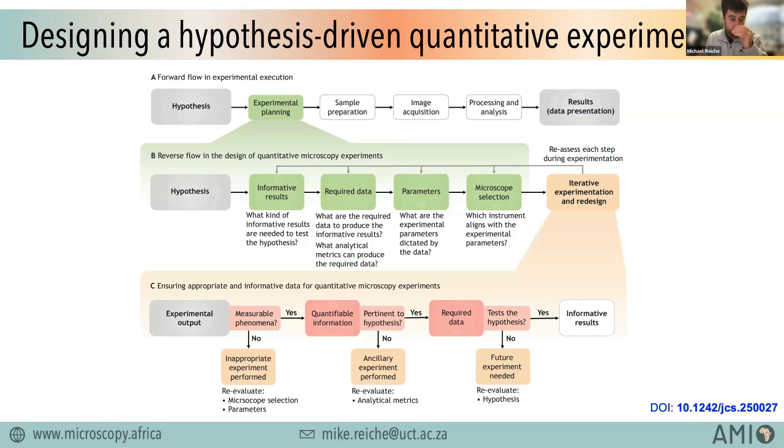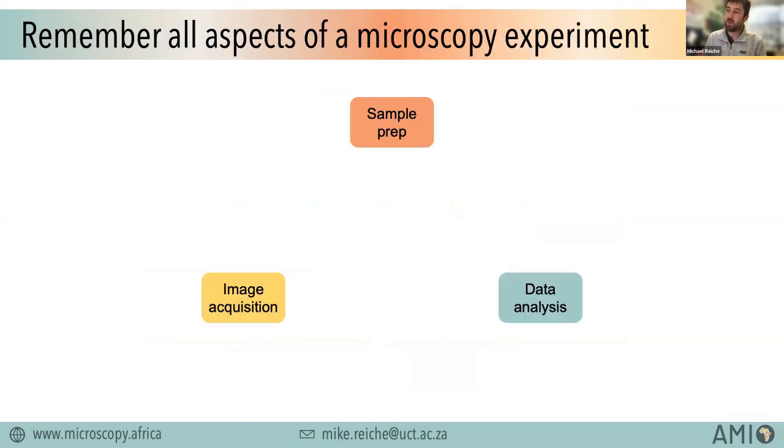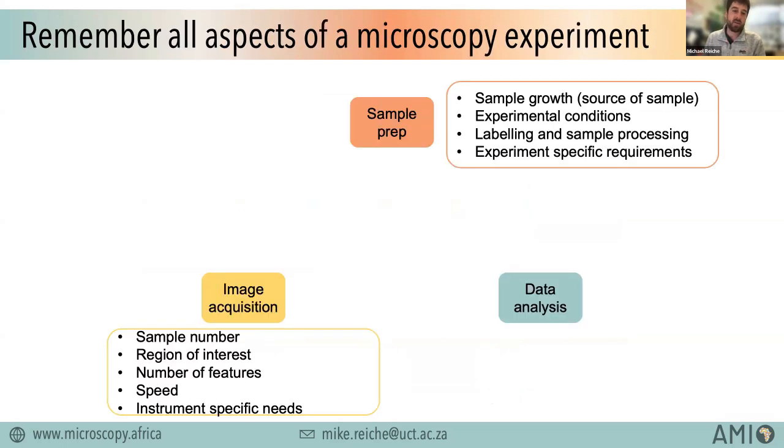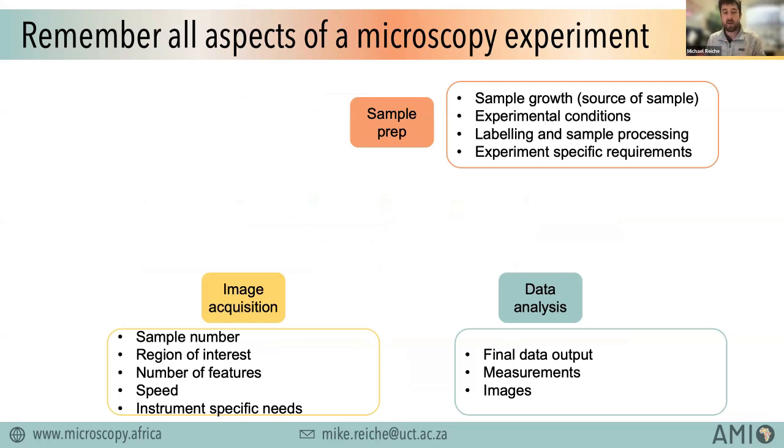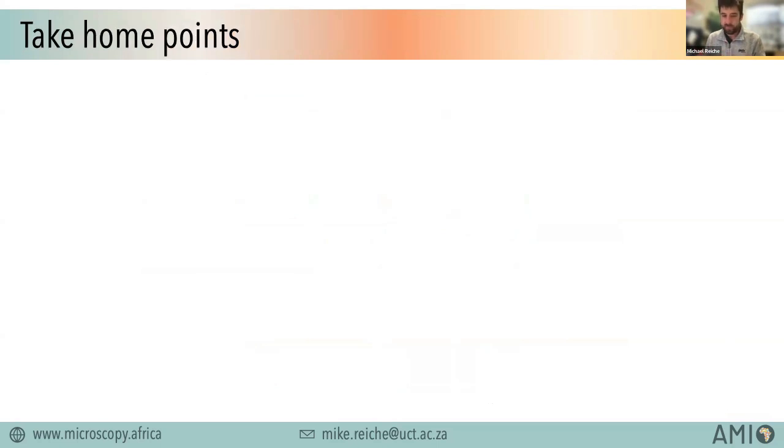If anyone wants to dive into this paper a bit more, you can find it by taking note of the DOI at the bottom right of the screen. But if it is a little bit too complicated, just know that it boils down to the three main components that I've already established. It's your sample prep, it's your image acquisition, and it's your data analysis. And they are intimately linked, and you can't think of them in isolation.